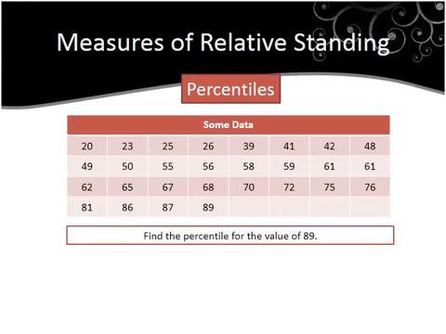Find the percentile value of 89. So in this case, I'm going to count up all the numbers less than 89, which of course, since there are 28 data points, then 27 of them must be less than 89. So I'll have 27 divided by 28 gives me 96.42, and I'm going to round that up to 97. So that means 89 is in the 97th percentile.